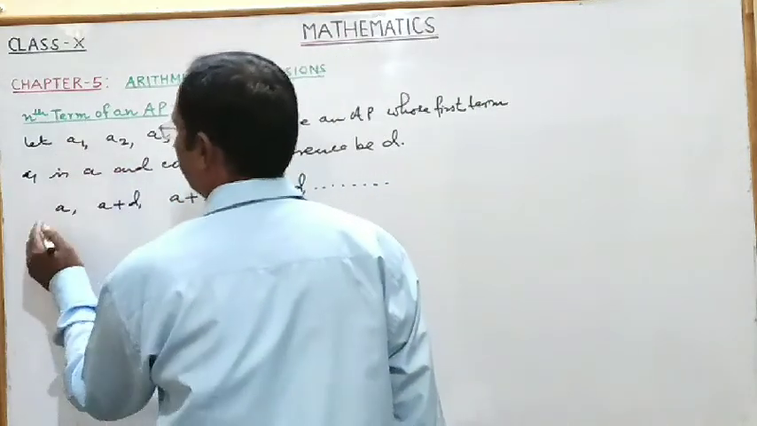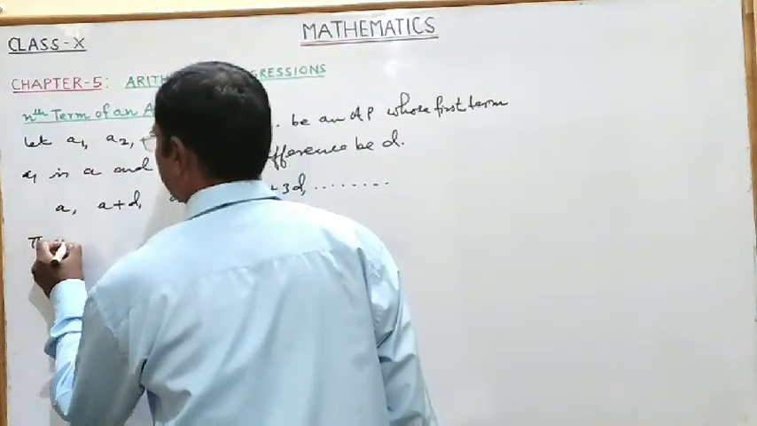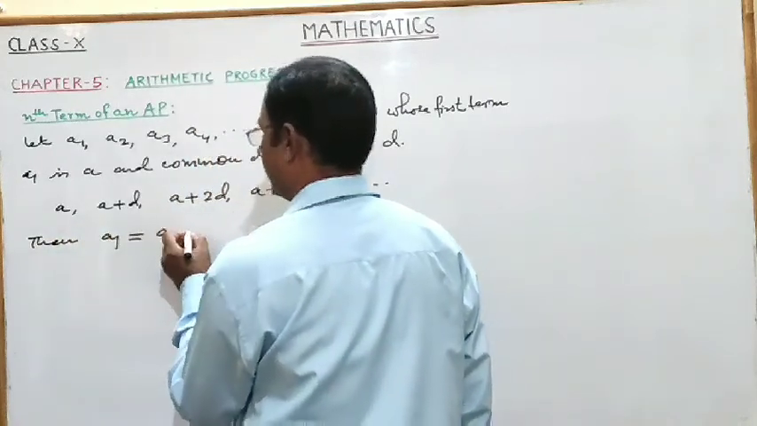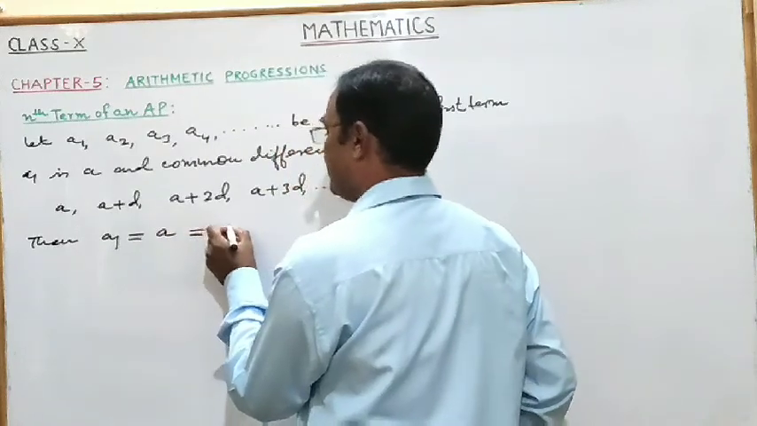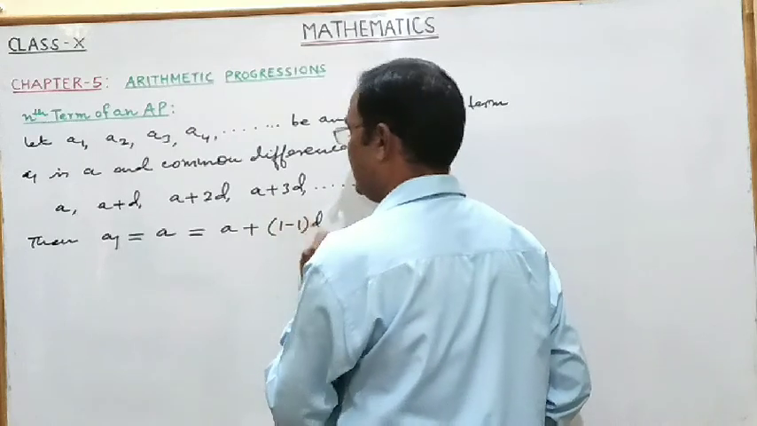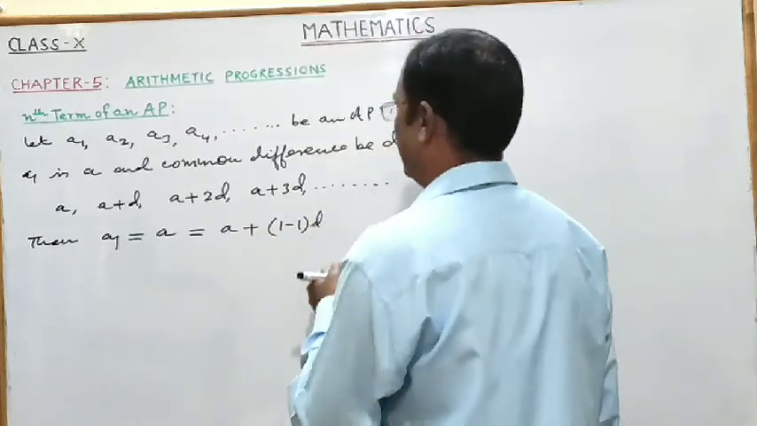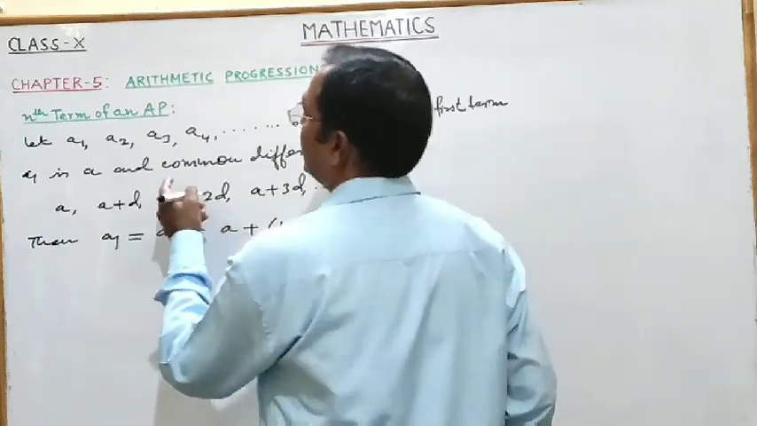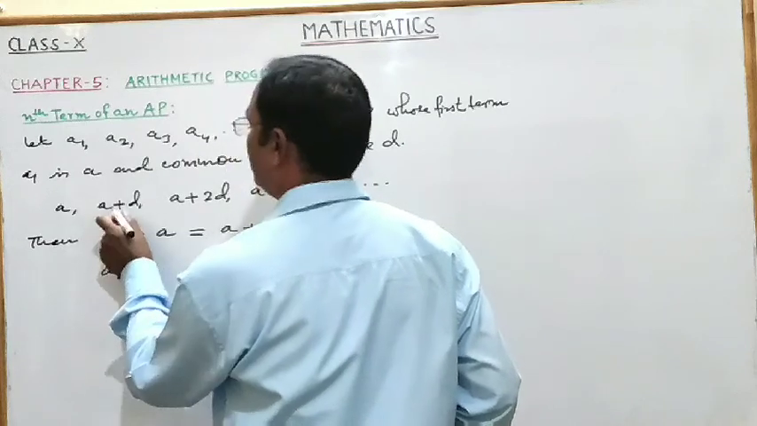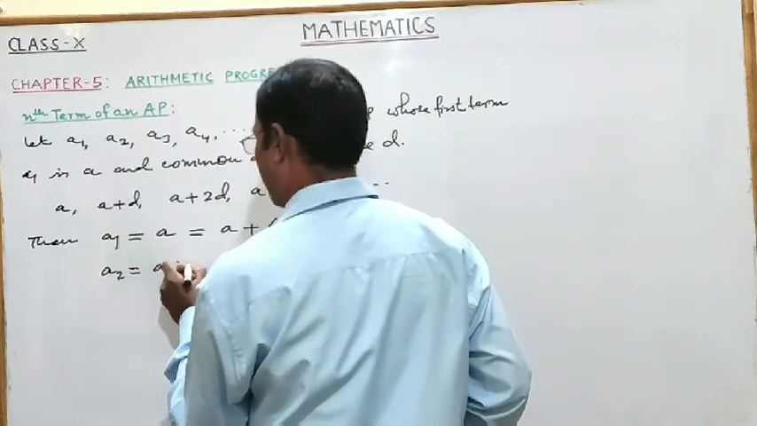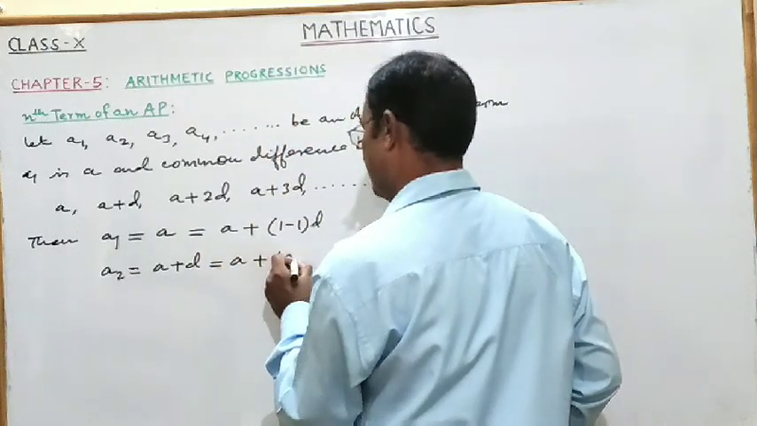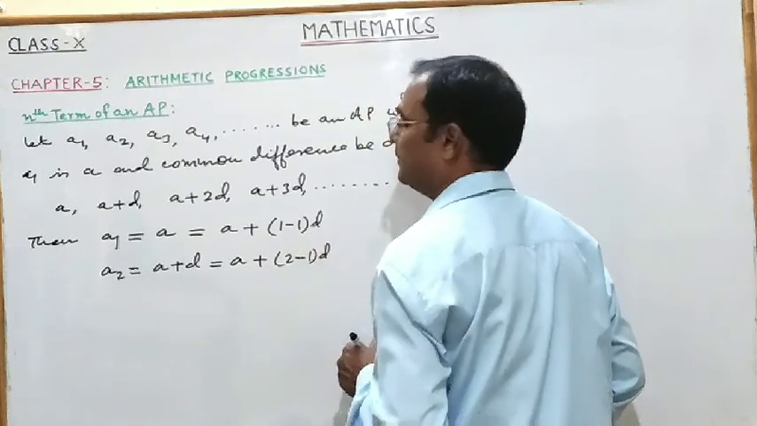Then first term A1 is equal to A. That can be written as A plus 1 minus 1 into D in terms of first term A and common difference D. And second term A2 is equal to A plus D. That can be written as A plus 2 minus 1 into D.